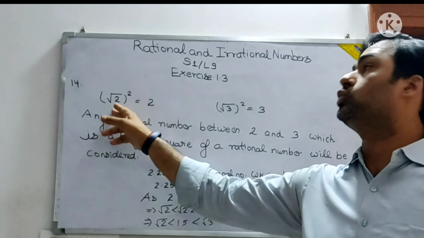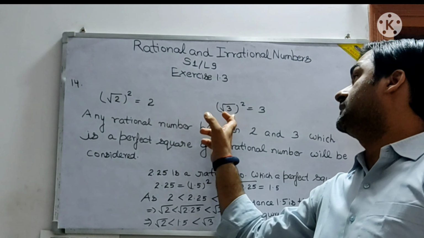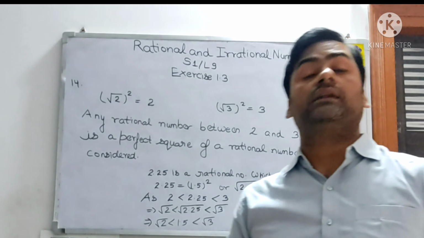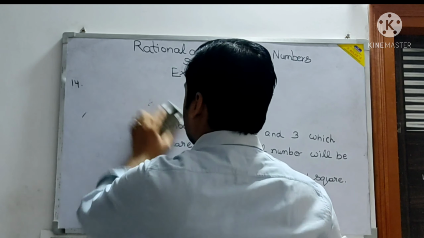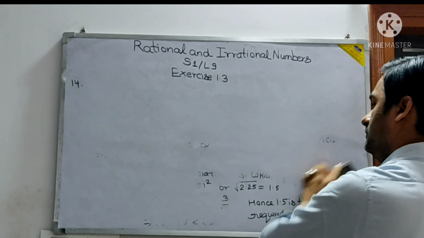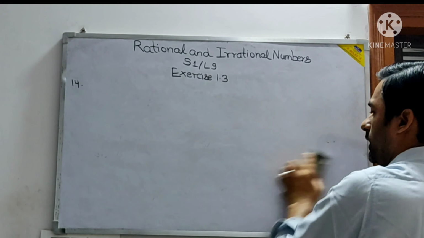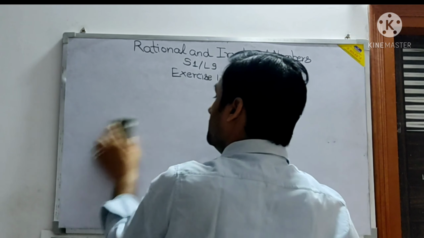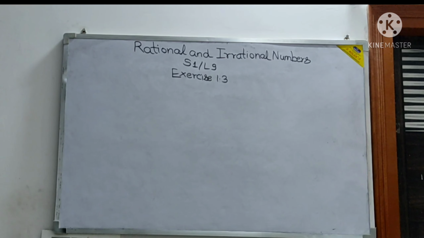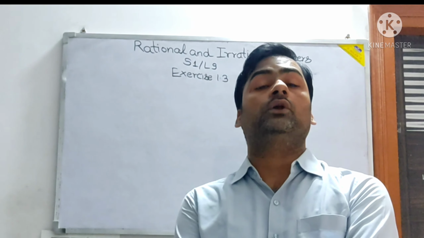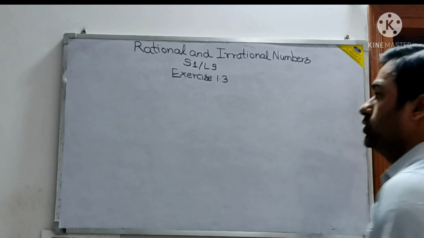Whenever you are given two roots here, means root 2, this is what? Irrational, and this is irrational. So we are inserting a rational number between two irrational numbers. Only thing is that whenever two irrationals are given, just square them, and between those squared irrationals, find the perfect square, and its square root will be what? The required rational number.